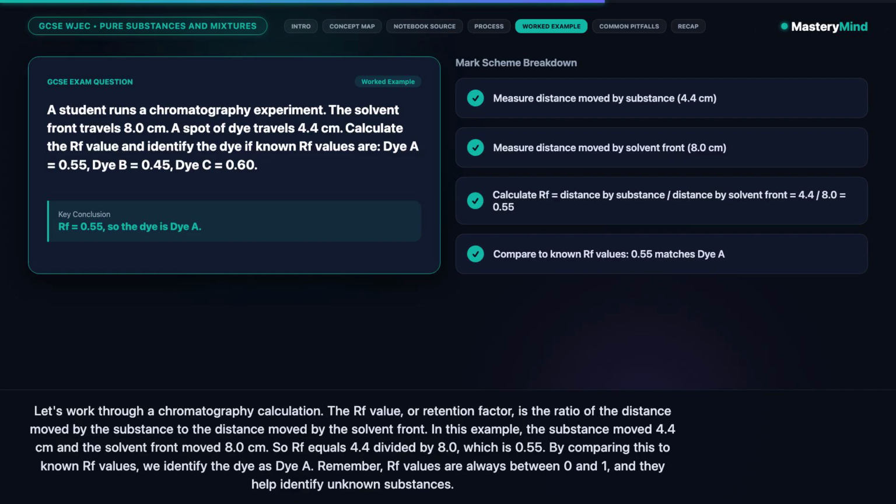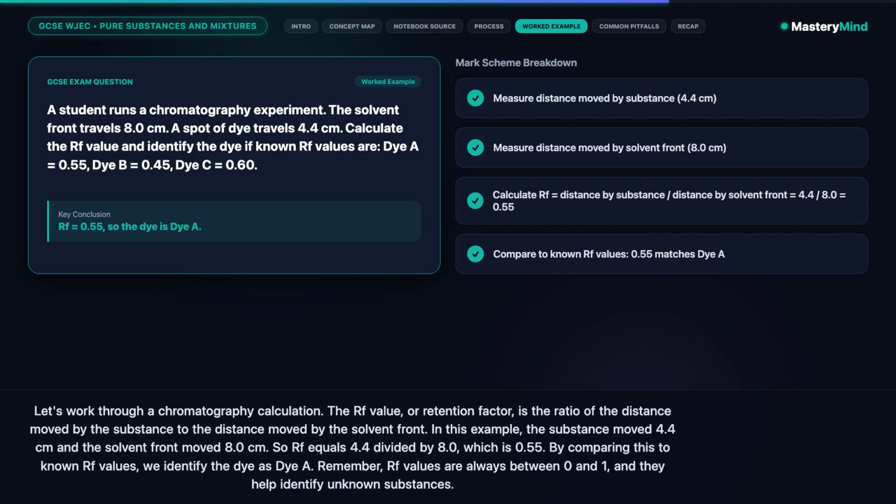So RF equals 4.4 divided by 8.0, which is 0.55. By comparing this to known RF values, we identify the dye as dye A. Remember, RF values are always between 0 and 1, and they help identify unknown substances.